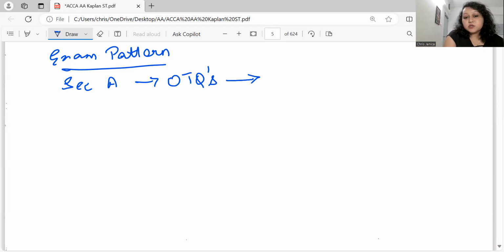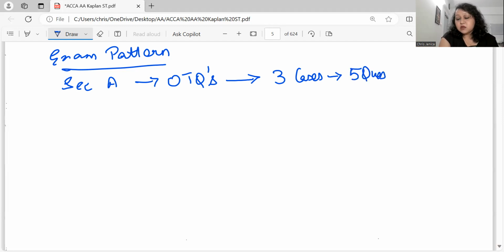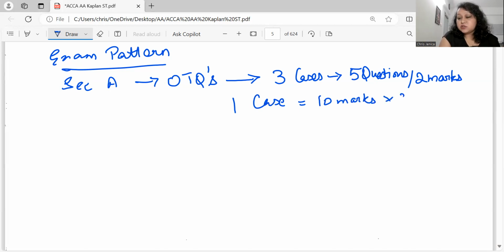Objective test questions is where you will be given three case studies. So three cases will be given, and under each case, you will be given five questions. All these five questions will be objective test questions. You will be given the options out of which you have to choose the correct answer. Now, each question will carry 2 marks, which means for one objective test case, you will be getting 10 marks. Into three cases, which is going to be 30 marks. This is your section A.